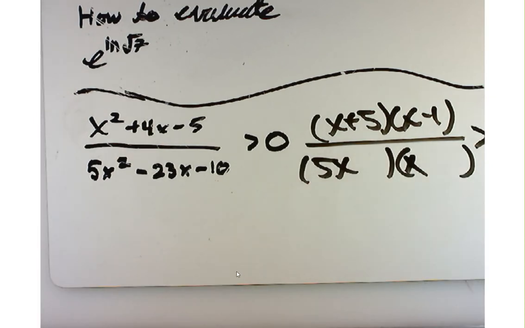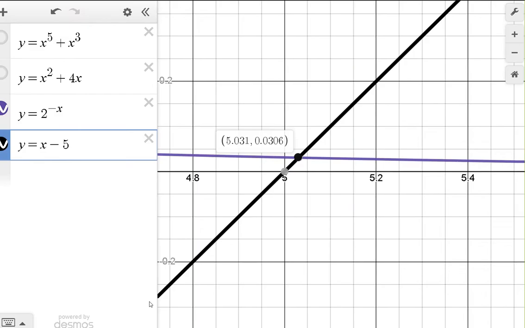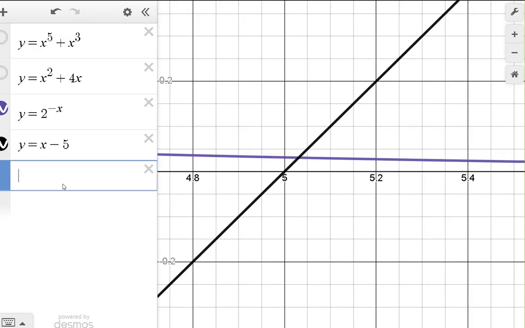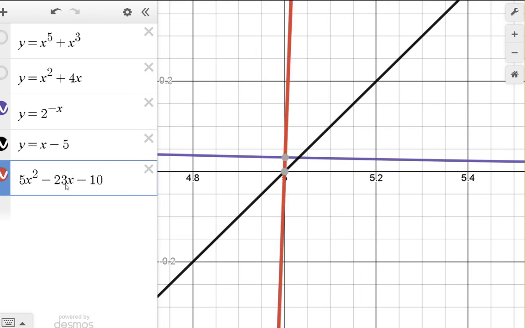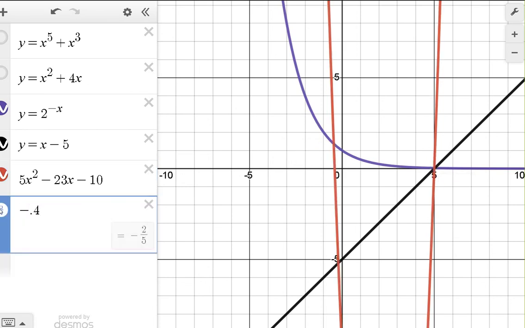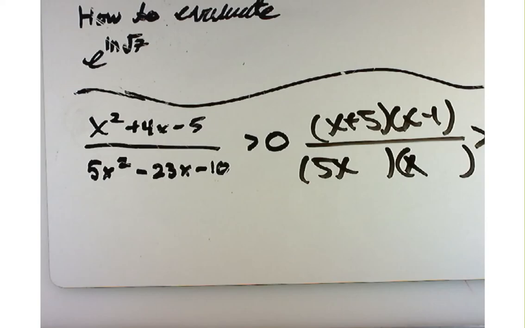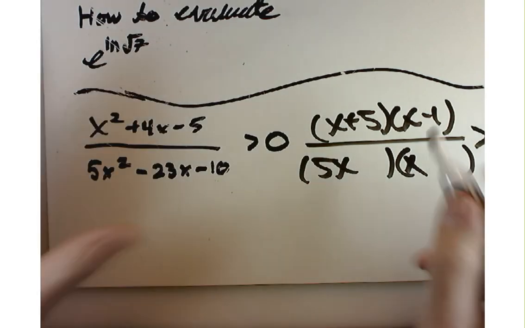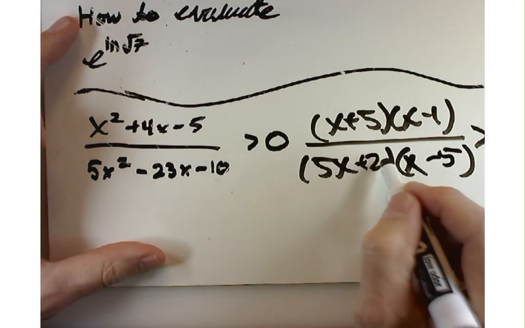Here's a cheating way to do this in terms of finding out the roots. I'll just type in the denominator, 5x squared minus 23x minus 10. And let's go back to here. And I can see the roots. One of them's at 5, one of them's at negative 0.4. Now negative 0.4, if you need it, that's negative 2/5. So that tells me my factorization, kind of reverse engineering these things. That's x minus 5 and 5x plus 2. There you go.